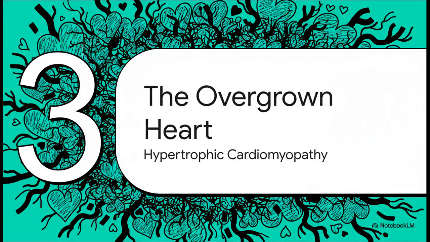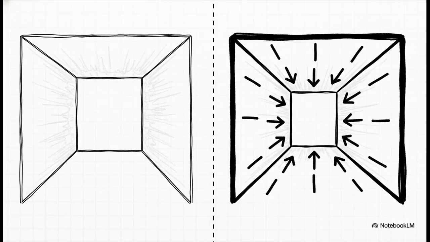Okay, on to our second type, which is, well, it's kind of the exact opposite problem. We call this the overgrown heart, or hypertrophic cardiomyopathy. Here, the issue isn't weakness, it's that the muscle has gotten way too thick. Here's a great way to picture this one. Imagine you're in a room, and the walls start growing thicker and thicker and thicker, pushing inwards.